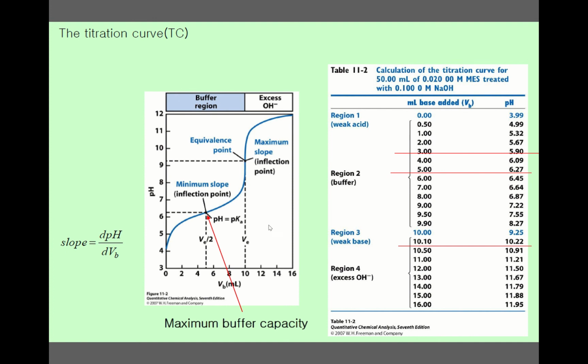So in this region, between the initial zero and the equivalence point VE, since HA and A minus, two species, are present in solution, that is the buffer region. But the maximum buffer capacity is obtained at exactly the halfway, the middle point before the equivalence point here. That's the buffer of maximum capacity.